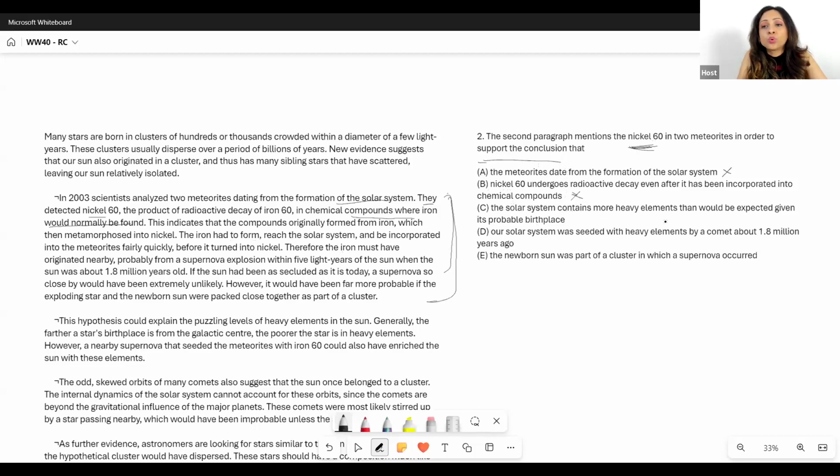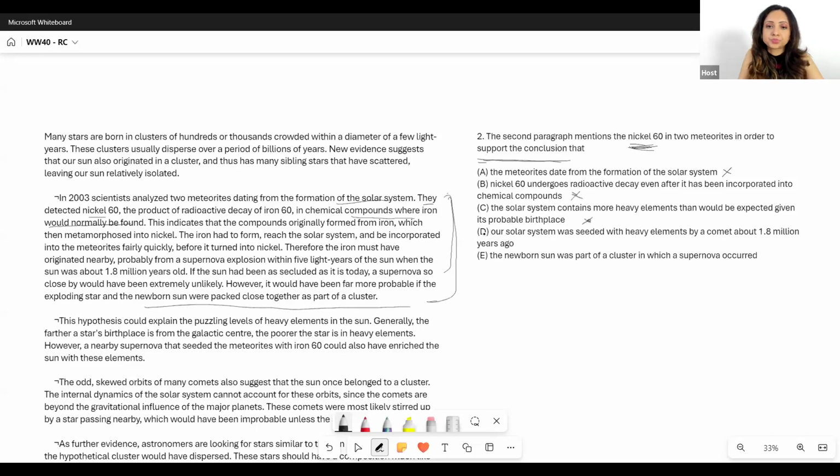Now, the solar system contains more heavy elements than would be expected given its probable birthplace. Again, this is perhaps correct as well, right? Because we know that the sun does contain more heavy elements than would be expected given its probable birthplace. But then, is this the reason? Just as we said that if this were iron 60, then this seems to be correct. This seems to be true. But is this our answer? Again, no, because we have to find the reason why nickel 60 was mentioned. What is it supporting? Which conclusion is it supporting? So we have to find the conclusion over here, right? Which was that the sun was born as part of a cluster.